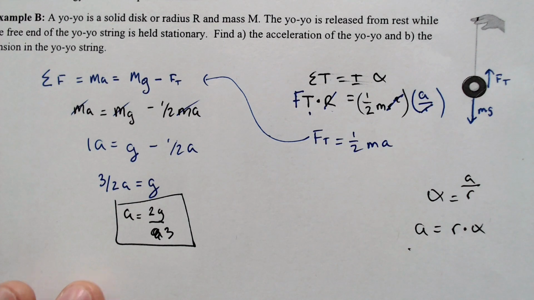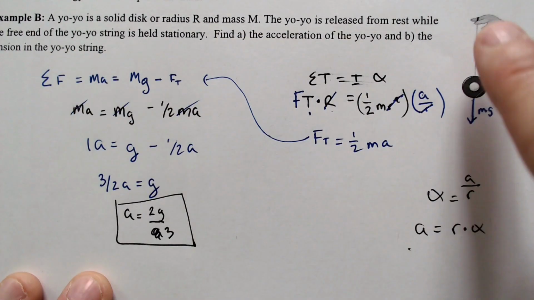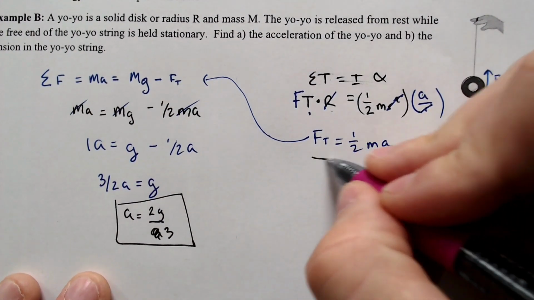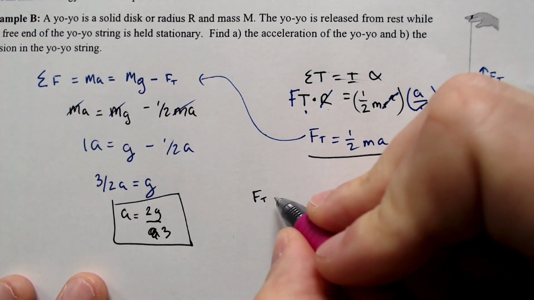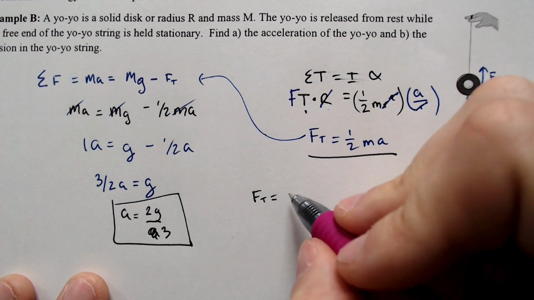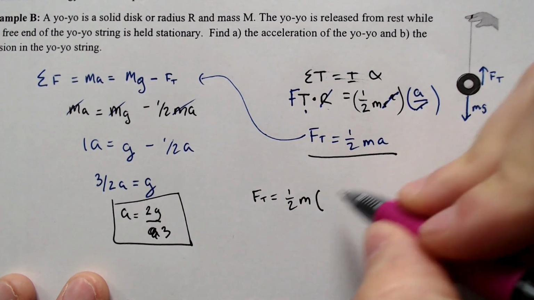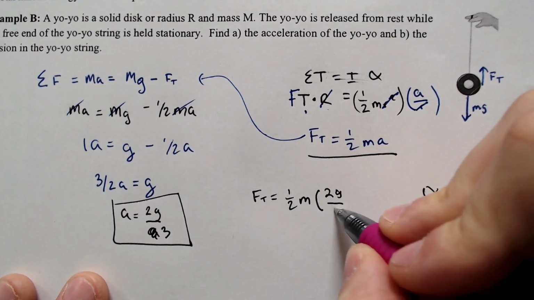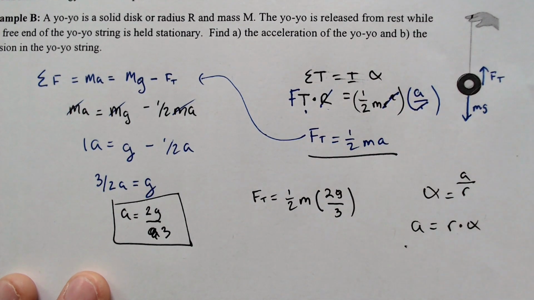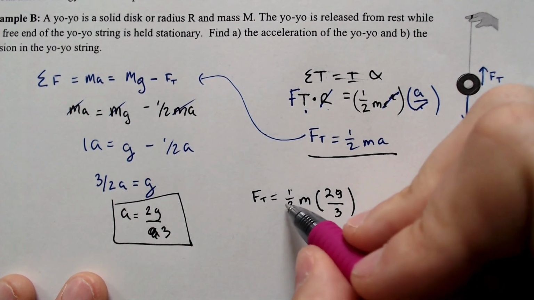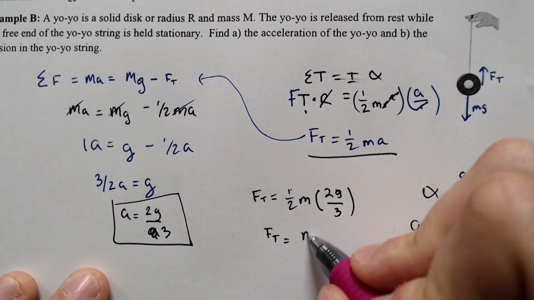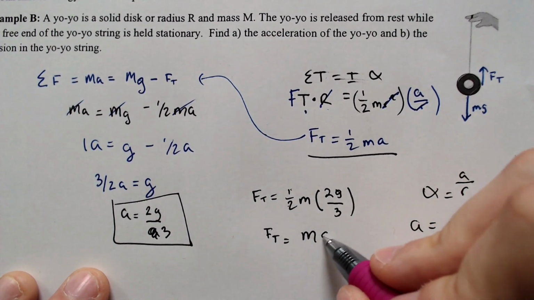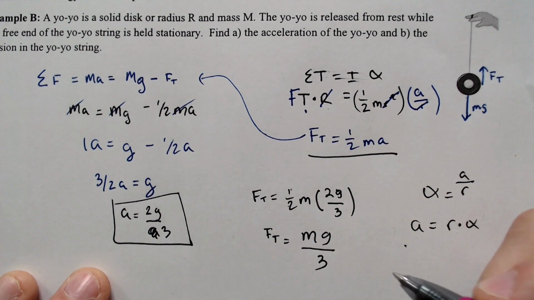All right, that's convenient, because the second part is to find the tension of the yo-yo. Well, we already have that formula. It's 1/2 ma. So the force of tension would equal 1/2 the mass times its acceleration, which would be 2g over 3. And if we do that, the 1/2 and the 2's would cancel. You would have the force of tension equal to the mass times gravity divided by 3.